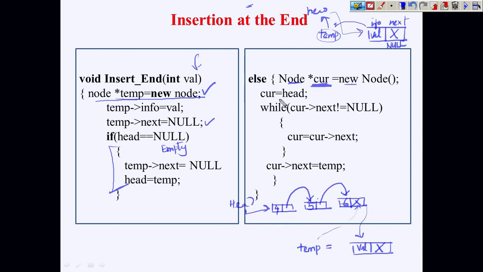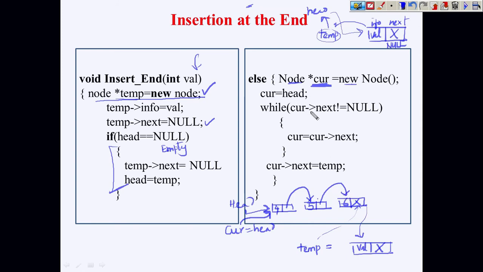Then current equals head, so we will be using current. We are calling it cur, you can say. We assign it equal to head. That means now current is also holding the first node address. At this point of time, head is holding the first node address, and current is also holding the first node address. The purpose of current is to keep on moving from one node to another.